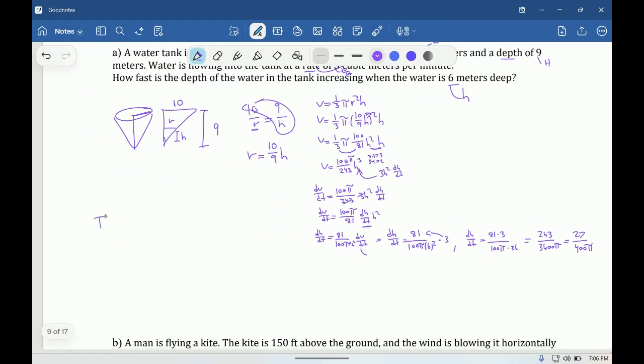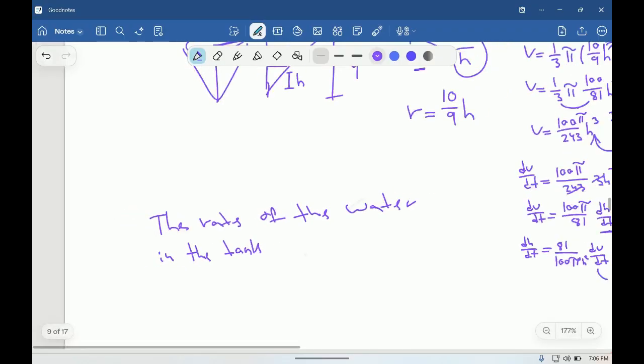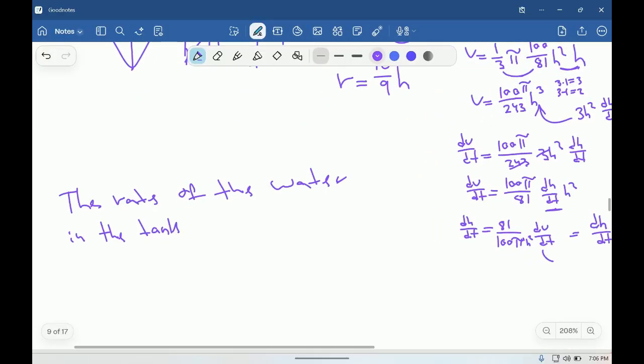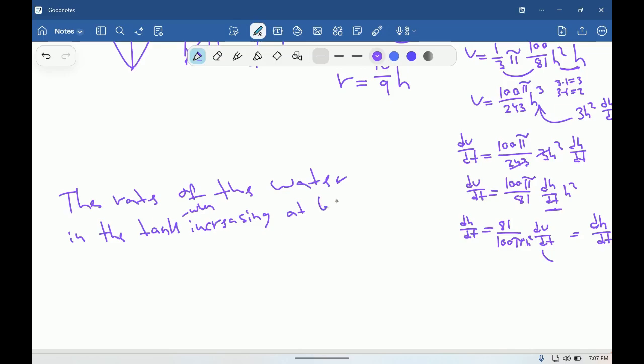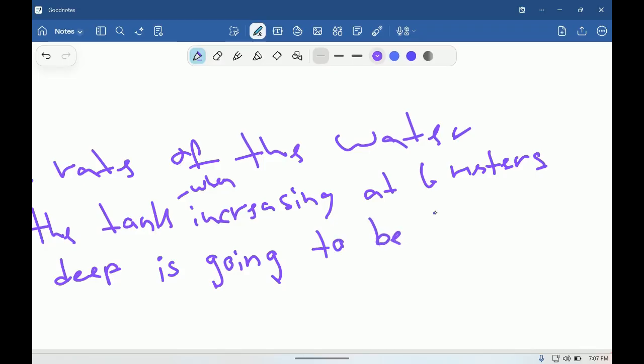So the rate of the water in the tank when increasing at 6 meters deep is going to be 27 over 400 pi.